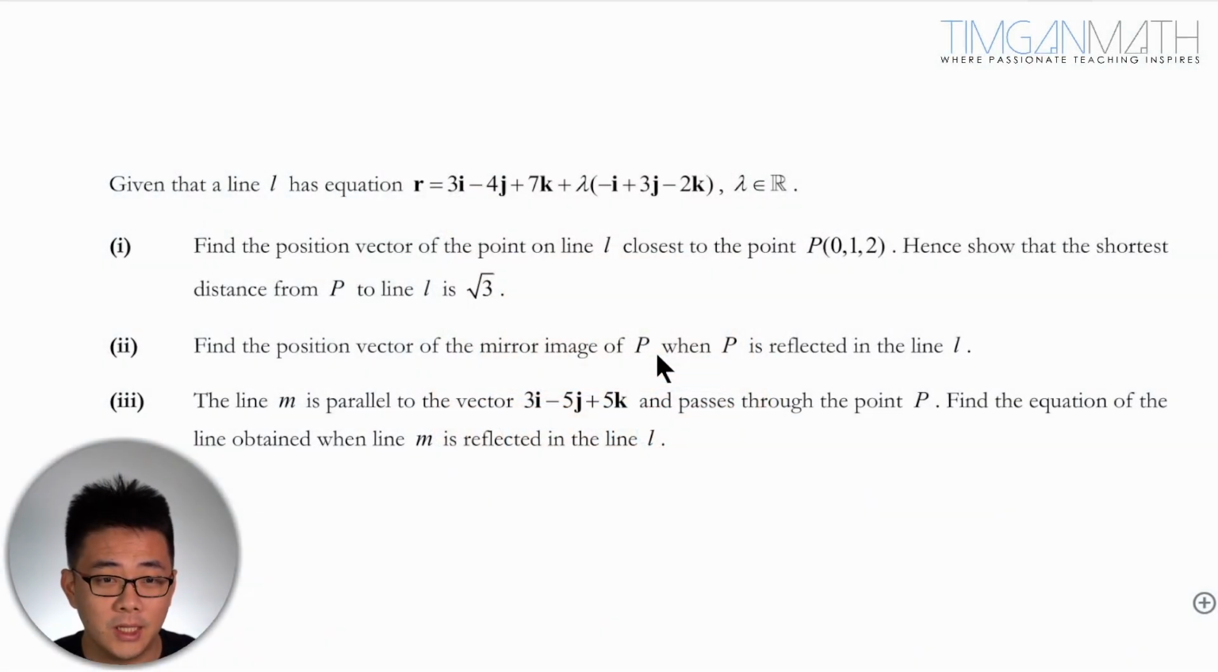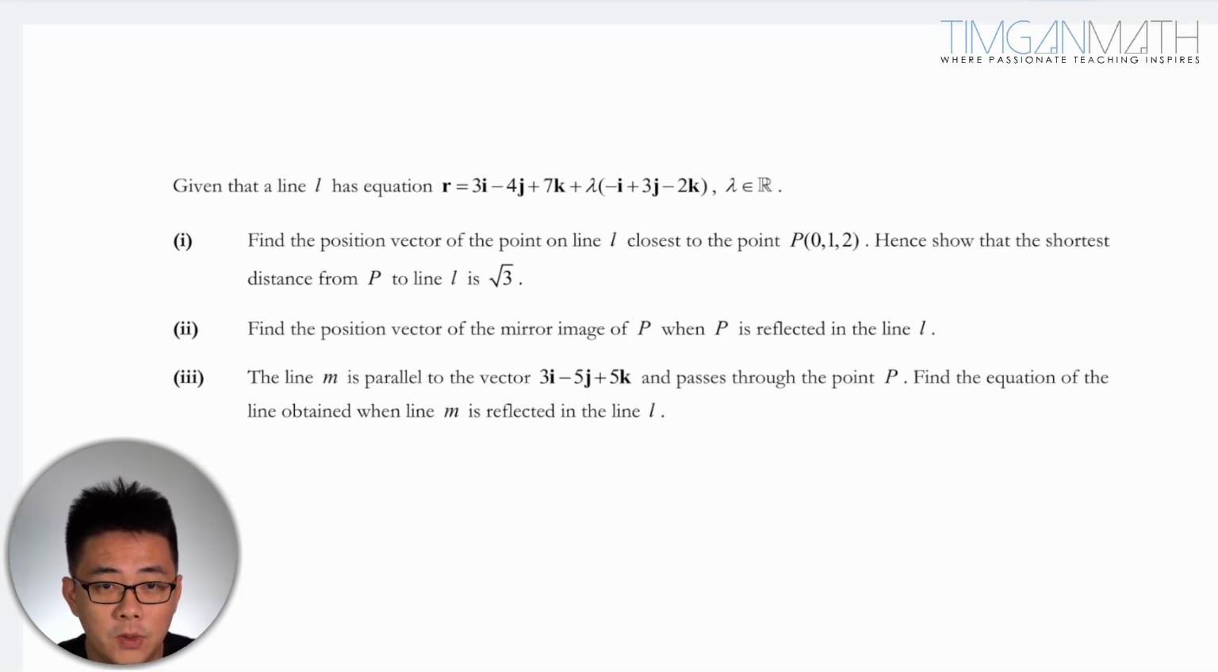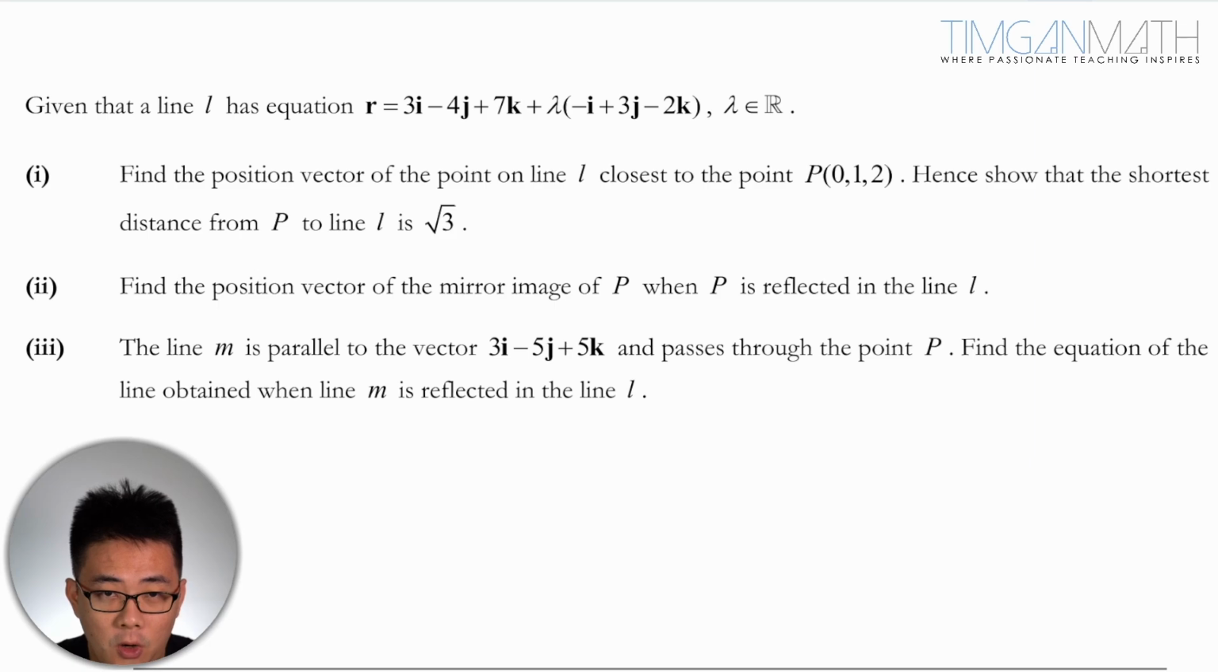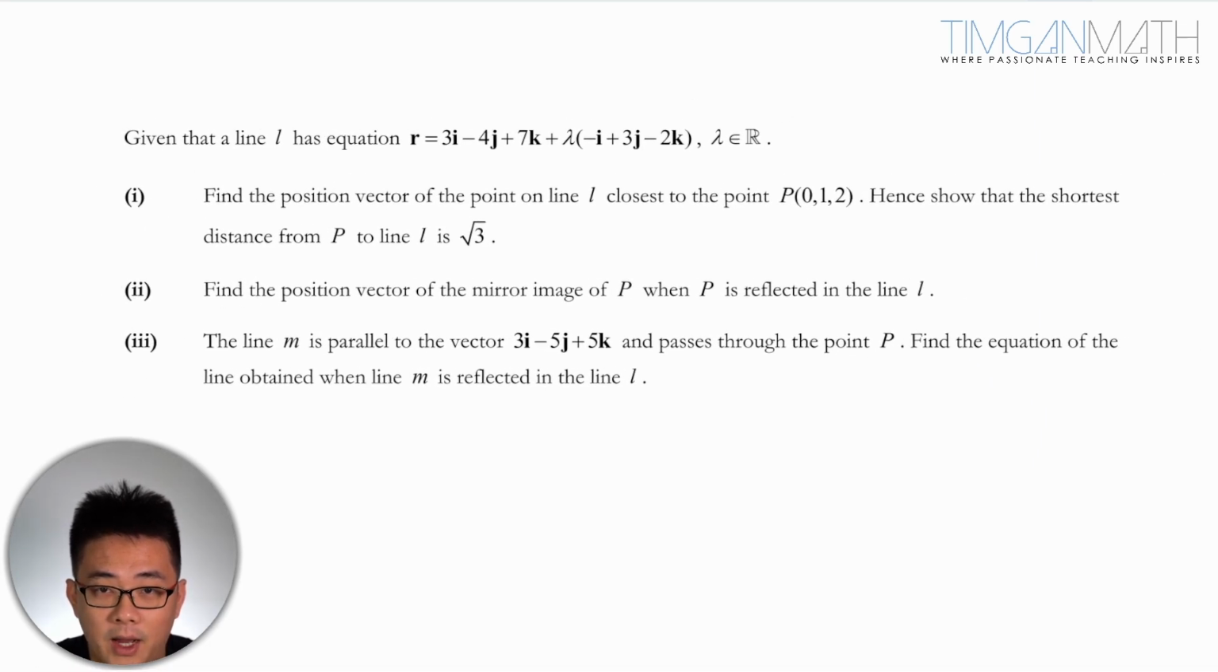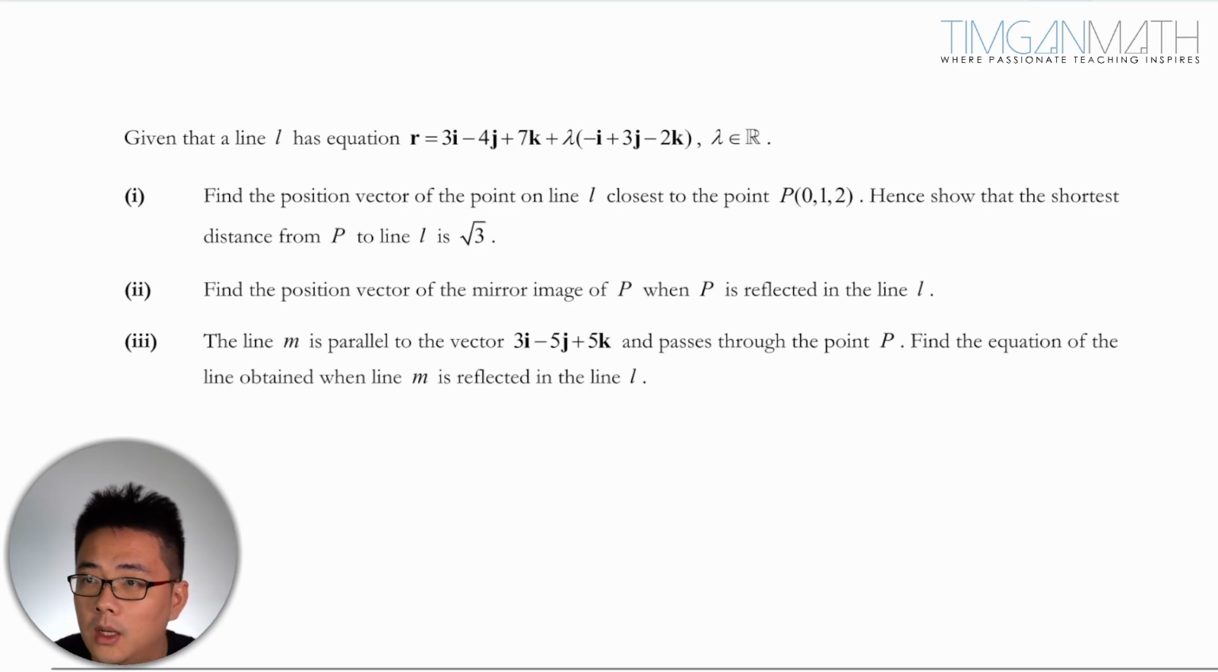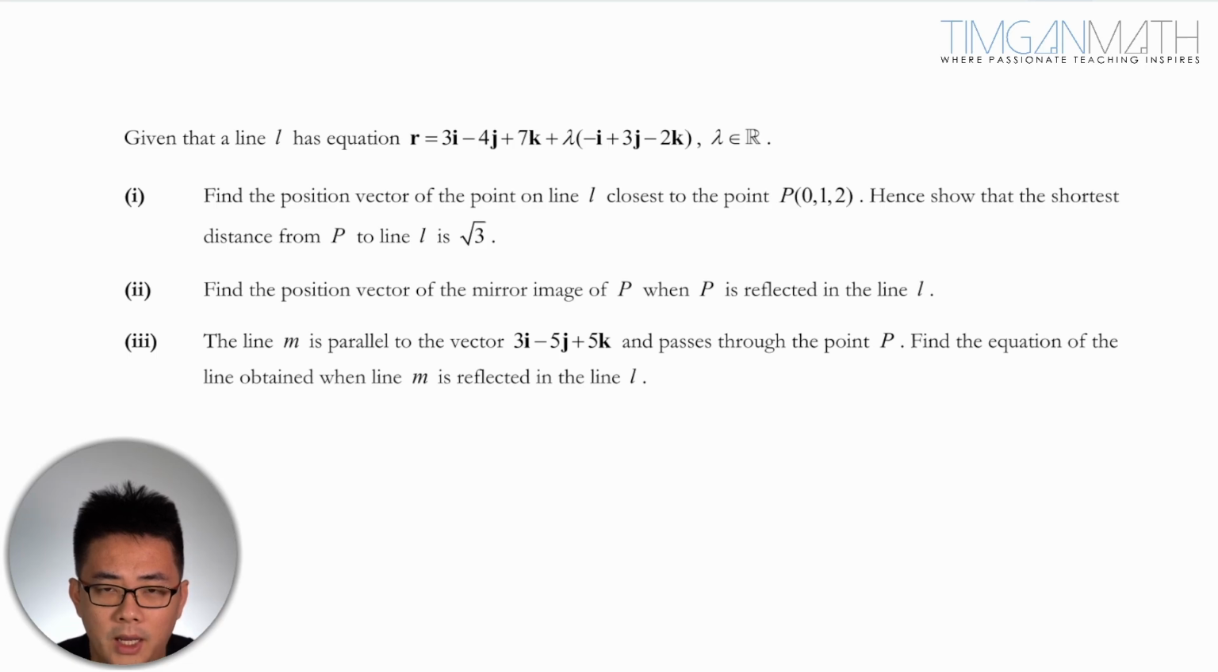Hi students, let's look at this question on vectors, which was taken from one of the tutorial questions from ACJC, I believe. Given that L has an equation of r equals (3, -4, 7) plus lambda (-1, 3, -2), find the position vector of the point on the line L closest to point P. Hence show the shortest distance of P from the line L is root 3.